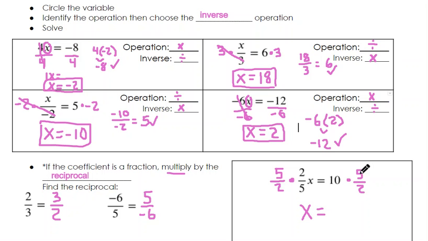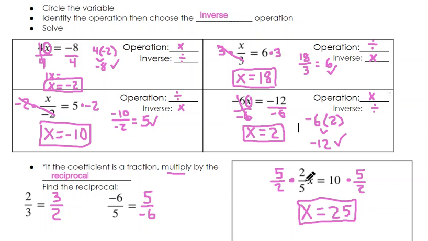So 10 times 5 over 2. All right, so the way we times this is we take the whole number and we times it by the top. So 10 times 5 would give me 50. And then this fraction bar, remember, means divide. So 10 times 5 gave me 50. And now I can divide by 2. So 50 divided by 2 is 25. So x equals 25.